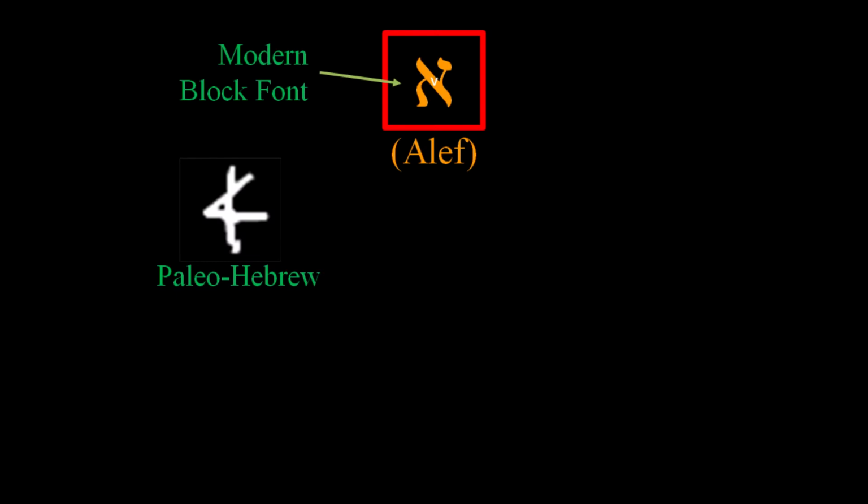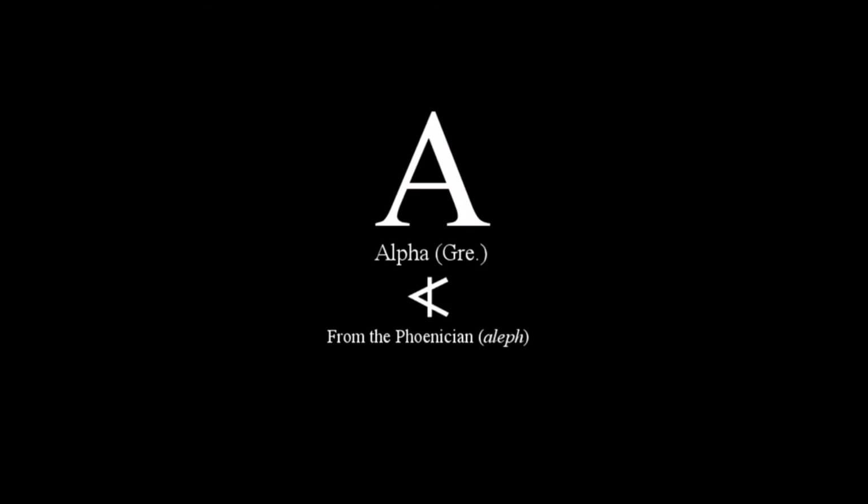The Phoenician version, which is derived from the Paleo-Hebrew version, looked like this. If you were to rotate this 90 degrees clockwise, you'll see where the Greek letter alpha comes from, which resembles our modern letter A. What we don't often recognize, though, is that these letters all had ancient meaning.